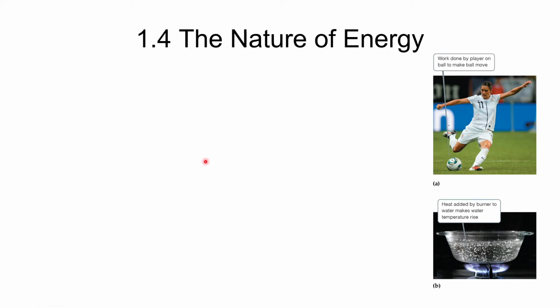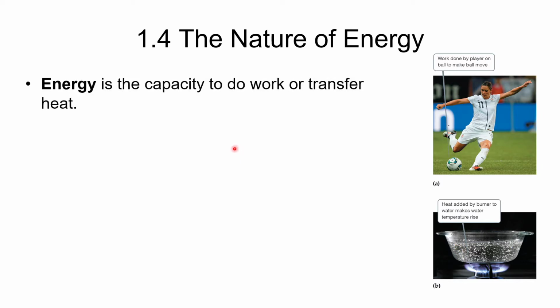All right, so we're on the second video for chapter 1, and we're starting on section 1.4. Section 1.4 is a preview for chapters 5 and 19. It's just a little preview of what we're going to talk about when we talk about energy. Energy is simply the capacity to do work or transfer heat. We'll talk about this, like I said, in chapter 5 in a lot more detail.